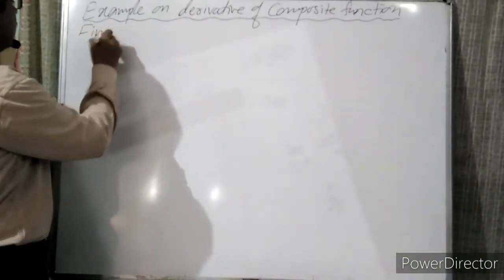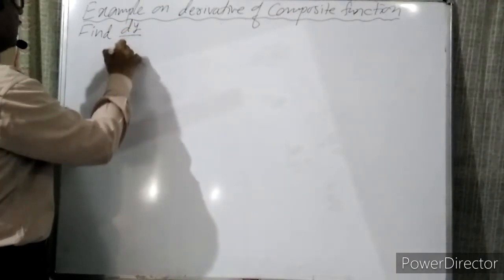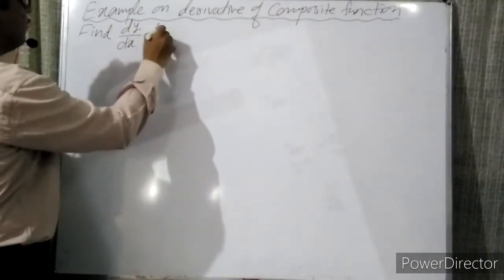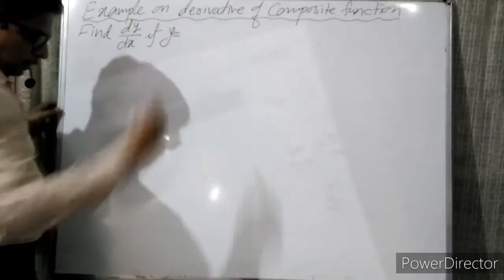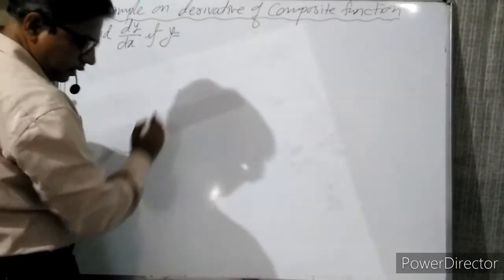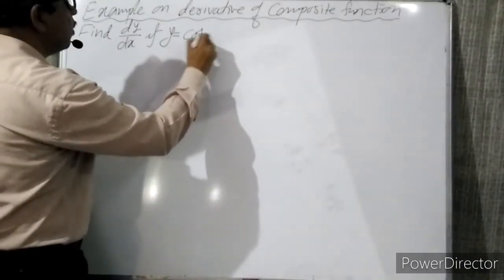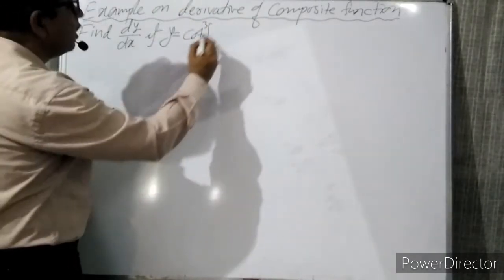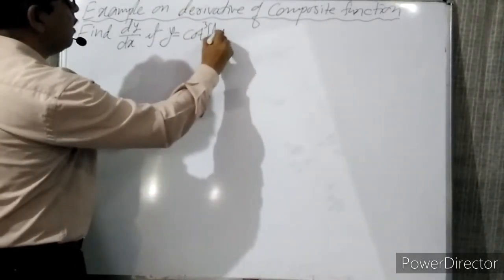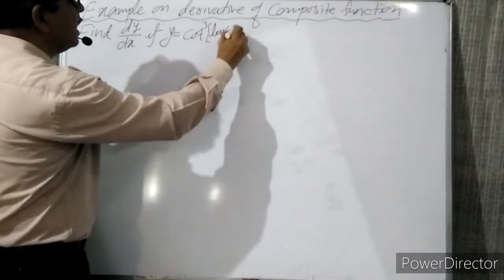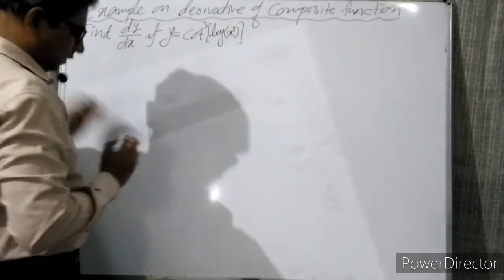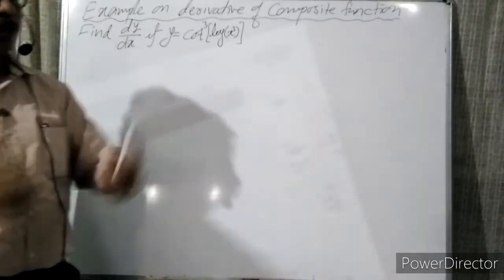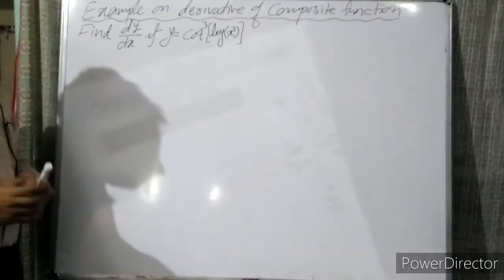Find dy by dx if y is equal to cot cube of, inside the close bracket, log of x cube, and so this is composite of composite function. And so see, this is the doubt.